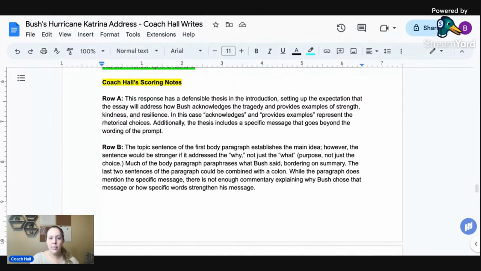So we already talked about why it's a defensible thesis. We have the choices. Remember, choices is what the writer is doing. So strong verbs count. Acknowledges, provides examples. That's going to be the rhetorical choices for this. And there's a specific message. So we've got the thesis.